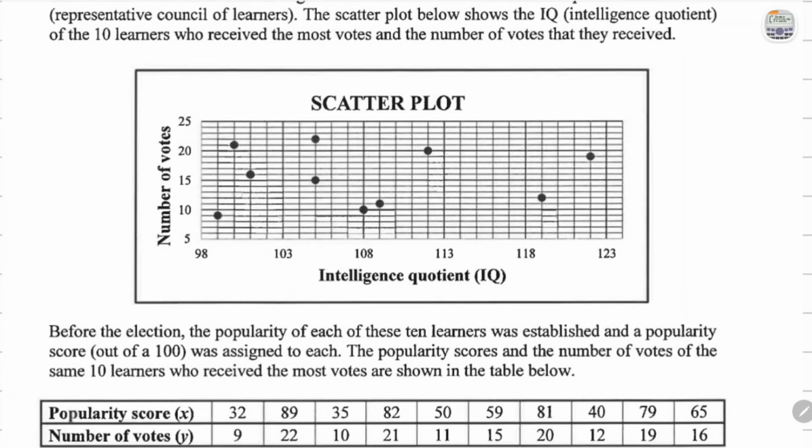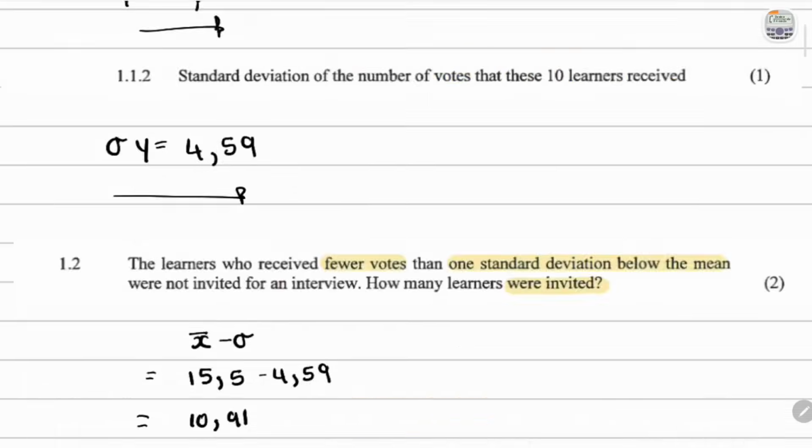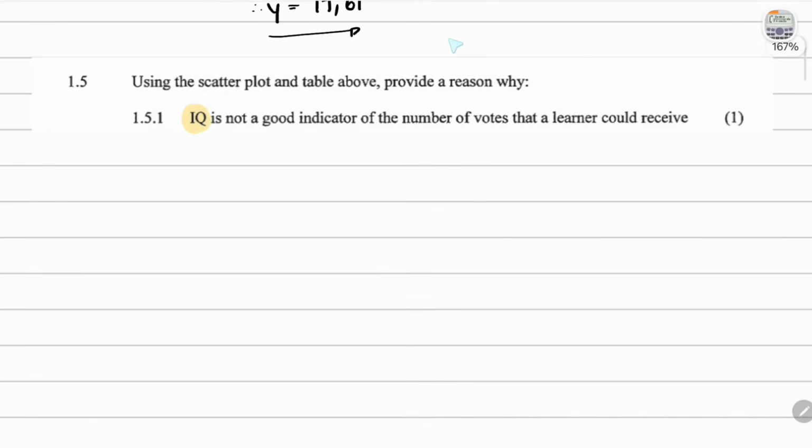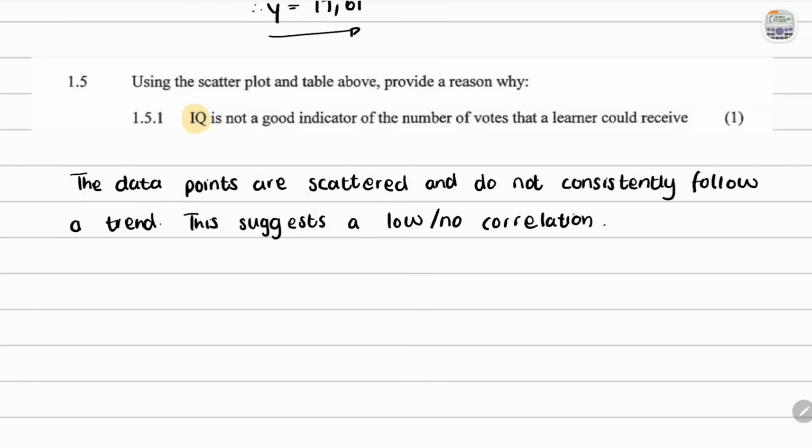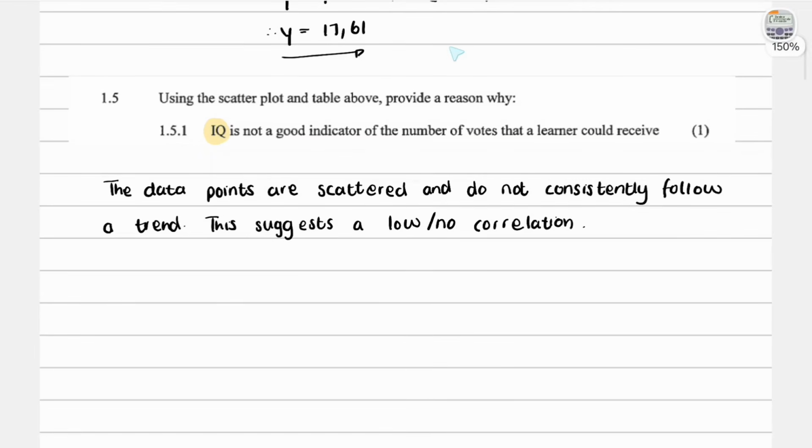Where we have the IQ is in the scatter plot. Do you see how these data points look? They're all just scattered around. This one is over here, that one is over there. There's no consistency at all. If there was some sort of trend where they're together and moving in one direction, then we could say IQ is a good indicator for the number of votes that a learner will receive, but there's absolutely no correlation because they are scattered across. So my conclusion is the data points are scattered and do not consistently follow a trend. This suggests a low or no correlation, and that is our answer.